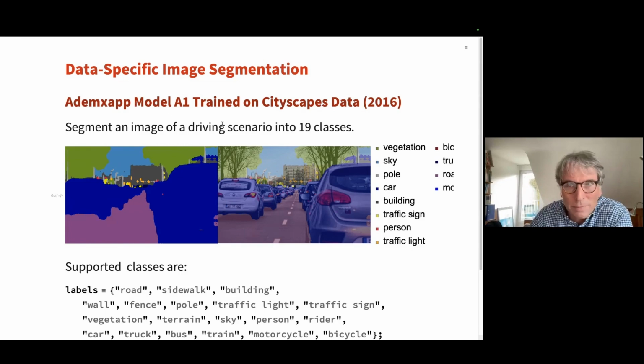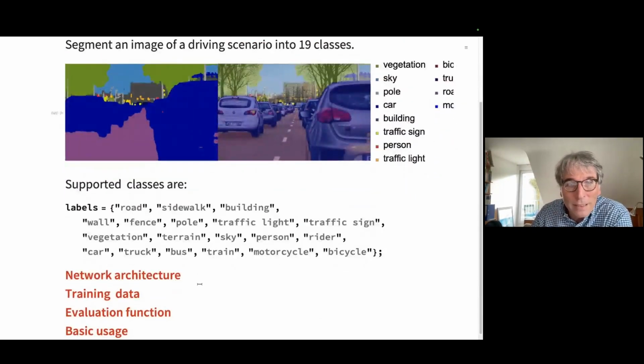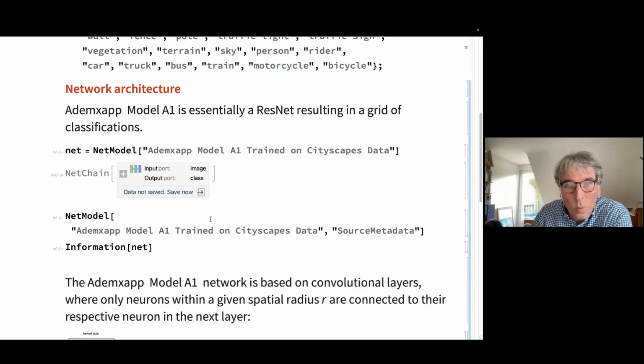So the first one, going back to 2016, a neural network that we have in our repository, was the ADAMX or ADAMXAP model A1, which was utilized by car companies that were into self-driving cars. And the idea was to take street scenes and try to segment them into certain classes, like where the road is, the sidewalks, what are buildings, what are other traffic participants, cars, and so forth. And this was still done back then in a very classical way.